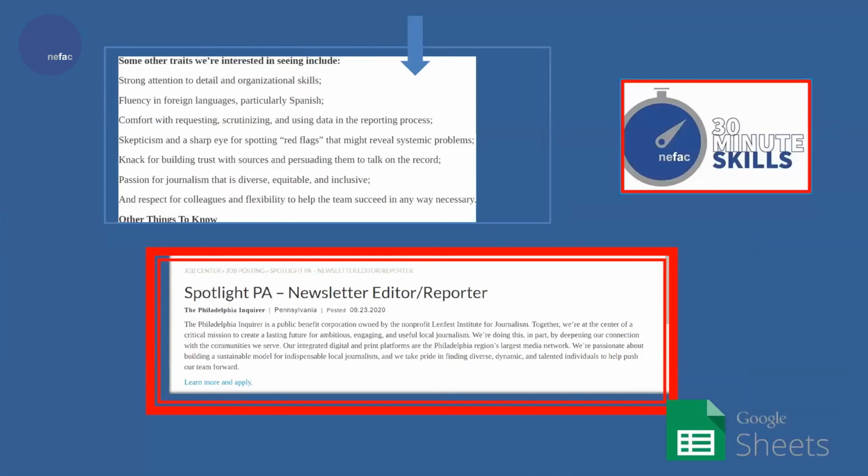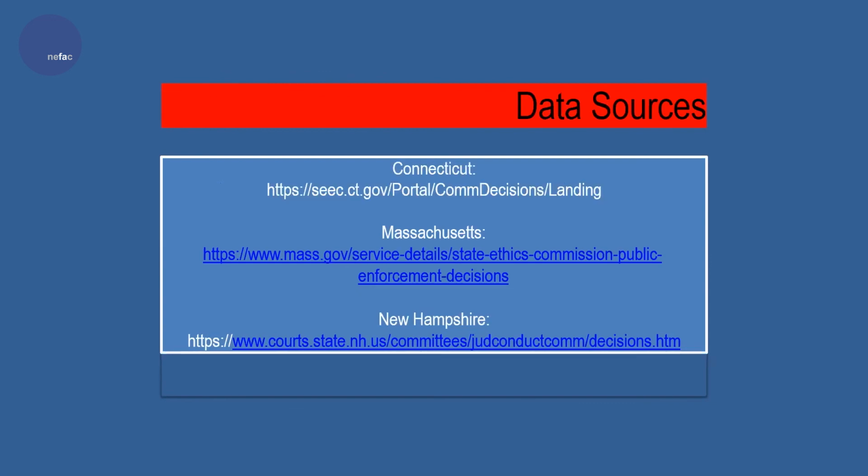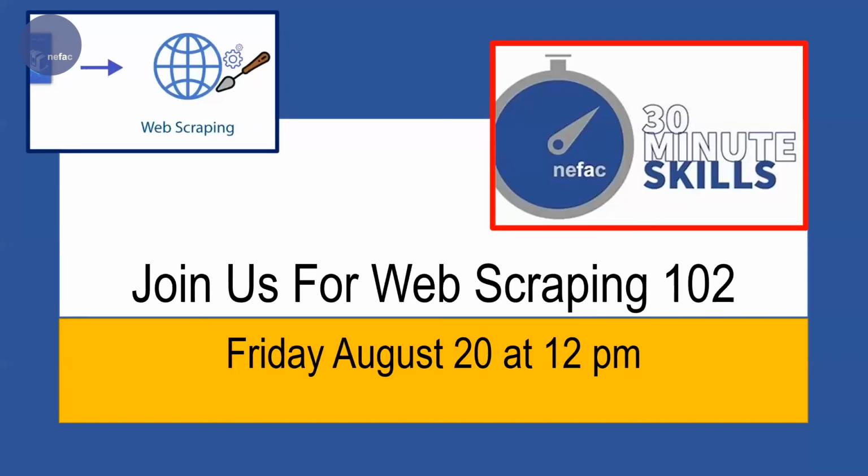And then I do have some slides here that have links to New England states sites that have information you can practice scraping. So go ahead and give it a try. I can't remember if these are lists or tables. And then join us in August. We're going to do some more advanced scraping.